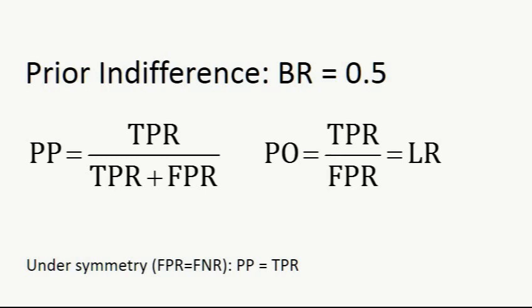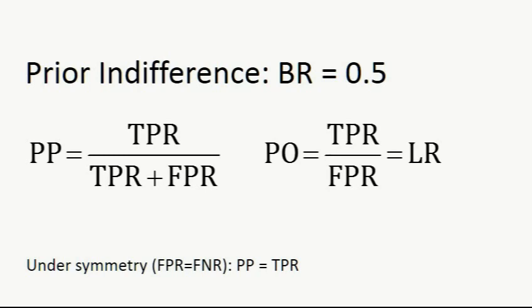Under prior indifference, Bayes' theorem simplifies to this, which says that the posterior probability equals the true positive rate divided by the sum of the true positive rate and the false positive rate. In odds form, it simplifies to this, which simply says that the posterior odds are equal to the likelihood ratio, given that the prior odds equal 1.